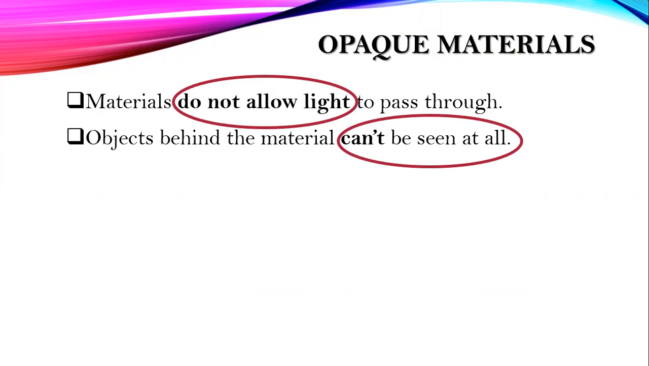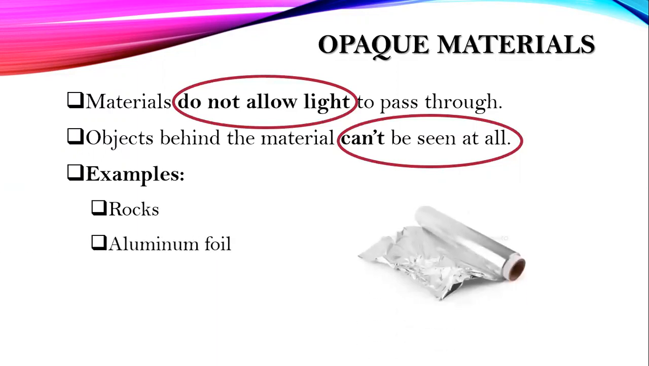So if you try to look through an opaque material, you cannot see any object behind the material, because objects behind the material can't be seen at all. For example, rocks. Rocks are opaque material. If you hold a rock and try to see what's behind it, you can't see it at all. It's an opaque material. Aluminium foil. This is the aluminium foil. What do you think? If you hold up this aluminium foil and try to see what's behind it, can you see it? Of course not. It's an opaque material and it will not allow light to pass through.